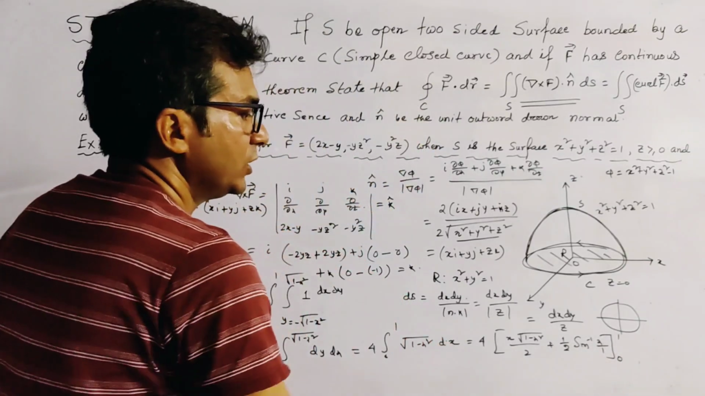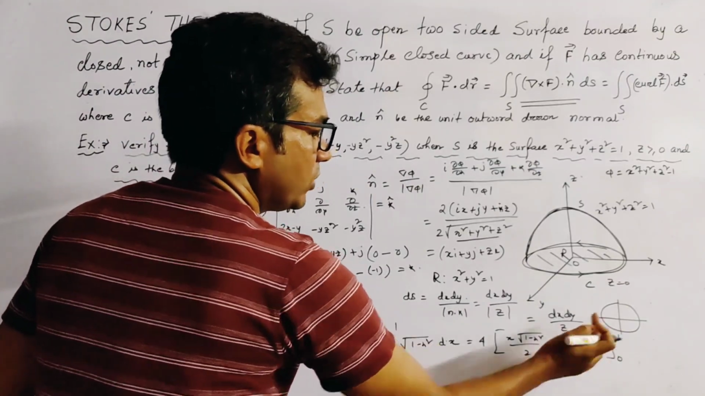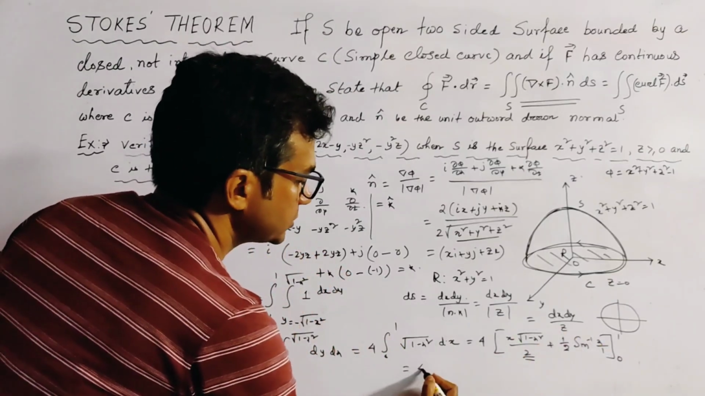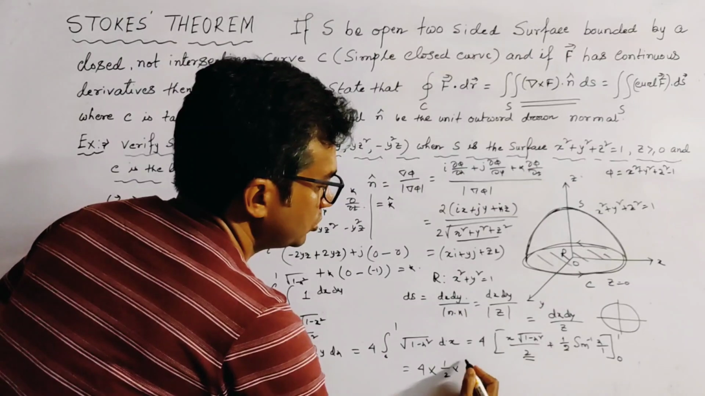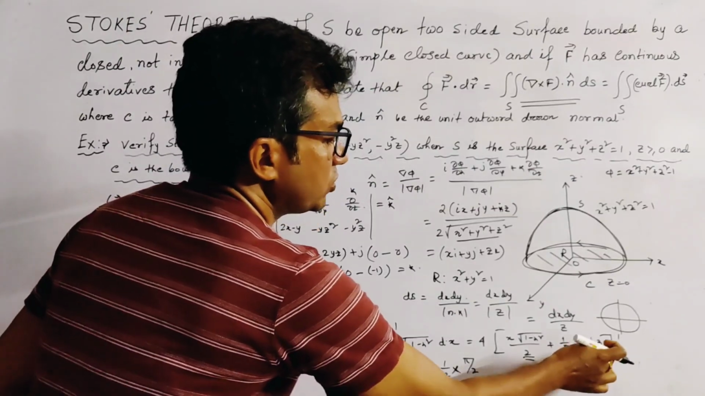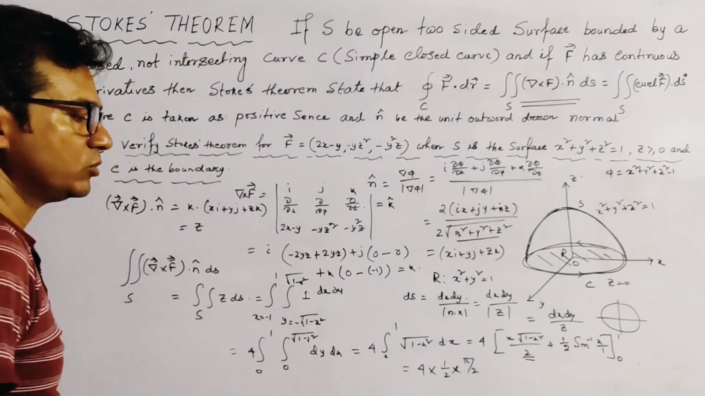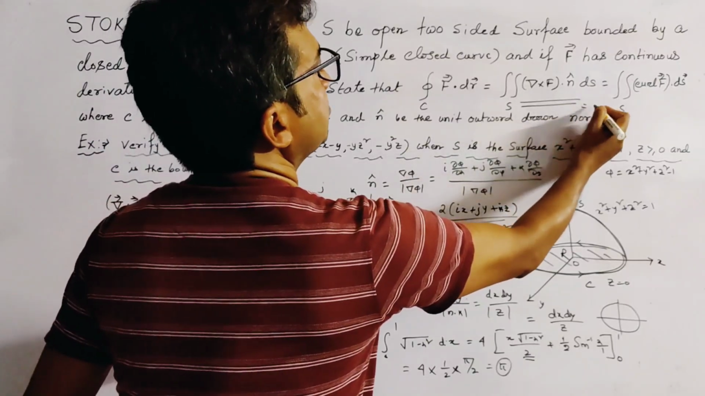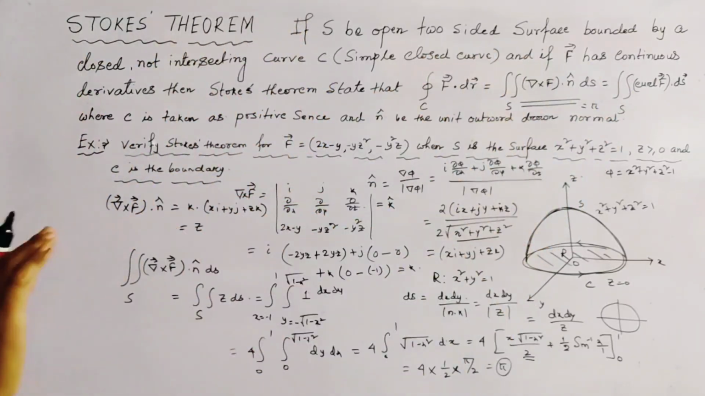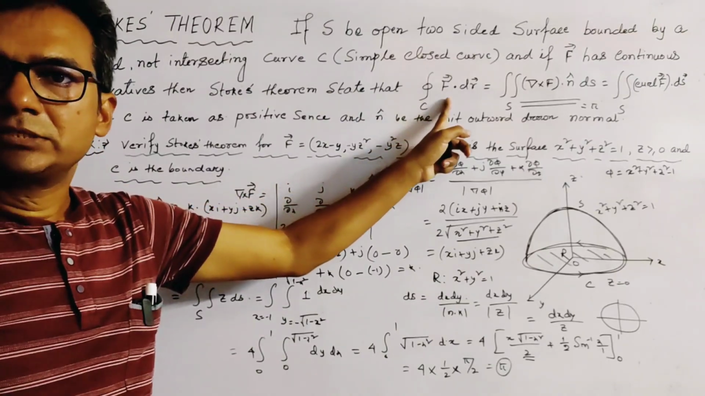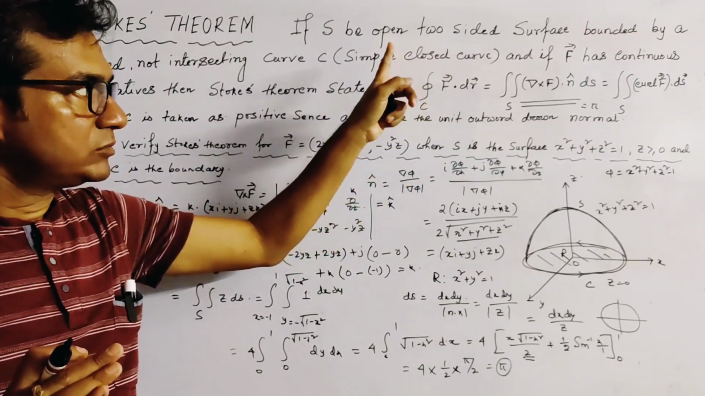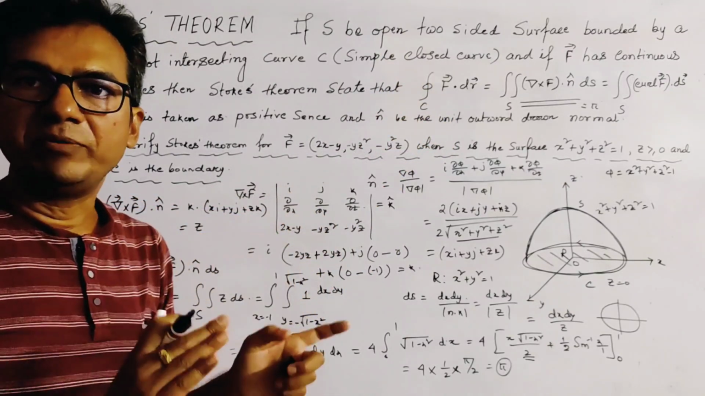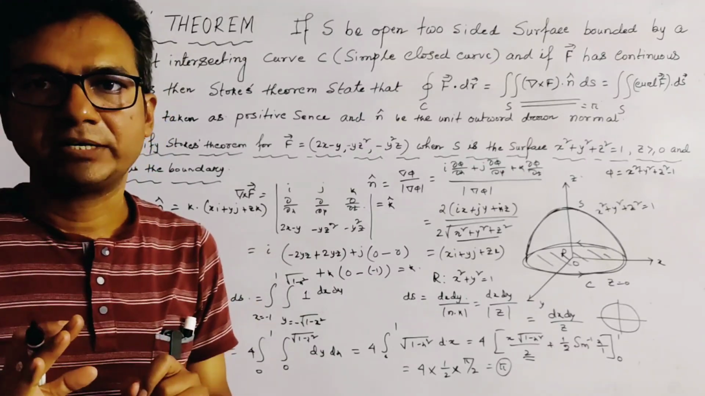For both the limits 0 and 1, this first term must be 0, and from this relation we get 4 into half into pi by 2, because sine inverse 1 means pi by 2 and sine inverse 0 means 0. So this is given by pi. So the right hand side of this term is equal to pi. Now we have to find the left hand side of this Stokes theorem, and show that this is also equal to pi, and then the Stokes theorem is verified.